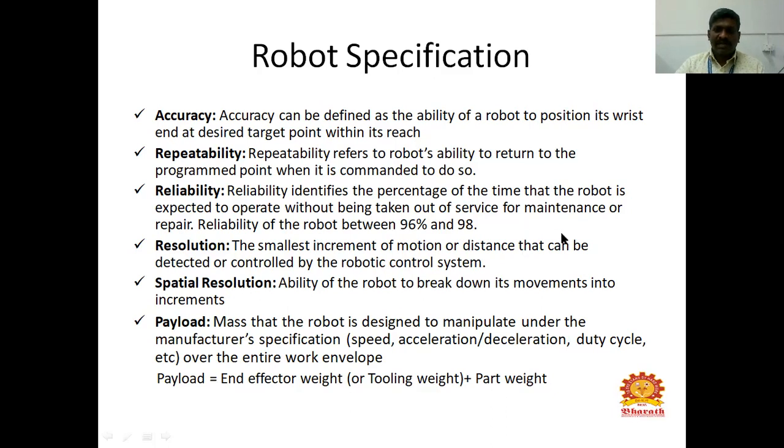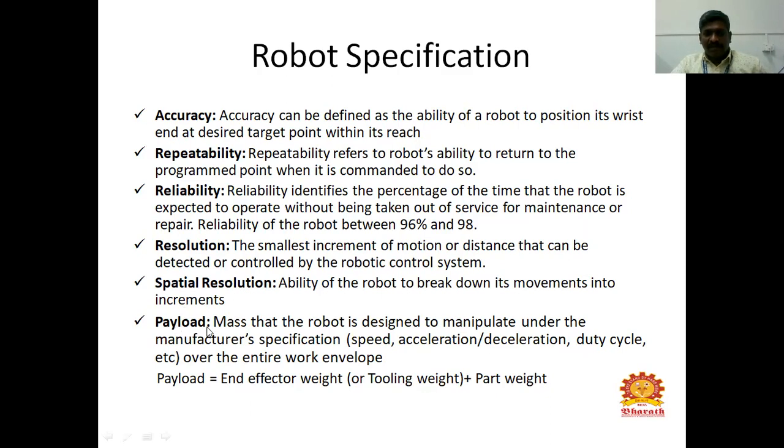Given the robot's ability to break down a movement into increments, if it does not give any output for some particular input, that is called the spatial resolution. Next, a very important robot specification is the payload.